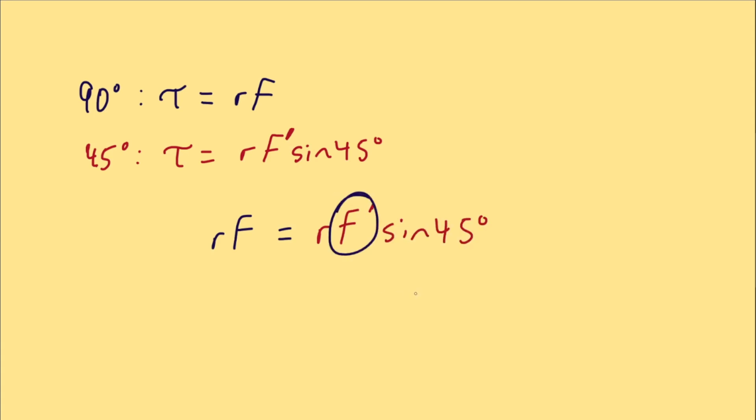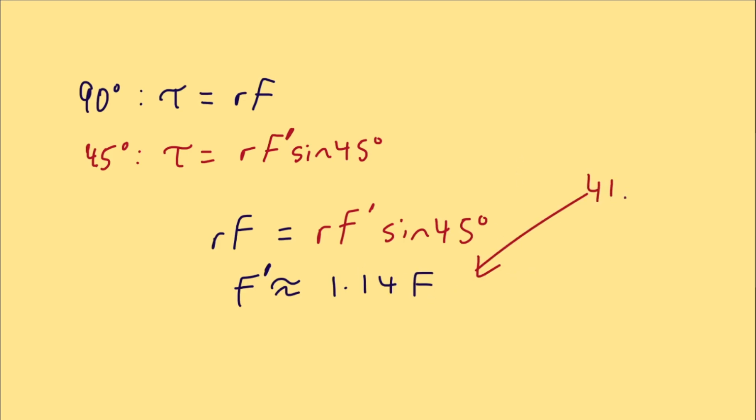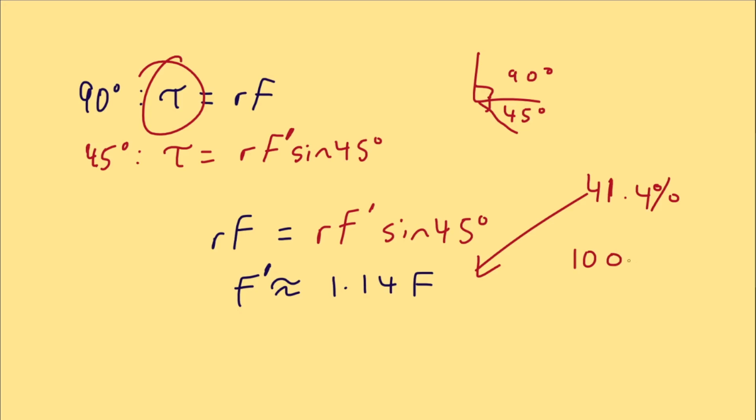Rearrange for this new force value. You get force is roughly 1.41 times force. That means it's 41.4% more force required compared to when you're at 90 degrees. So for example, if at 90 degrees, to achieve a specific amount of torque, you only needed 100 newtons of force, when you're at 45 degrees, you're going to need 141 newtons of force for the same amount of rotation.